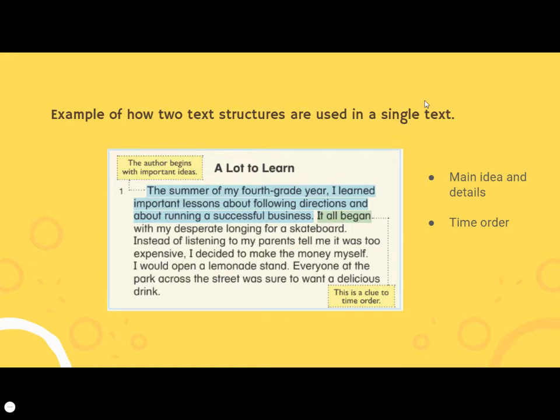Look at the first sentence highlighted in blue. How do you think this passage is organized? The first sentence tells the main idea of the passage. This gives you the clue that the writing will be organized by main idea and details. Look at the green highlighted phrase. How is "it all began" connected to time order? It is about the beginning, so there will also be a middle and ending.